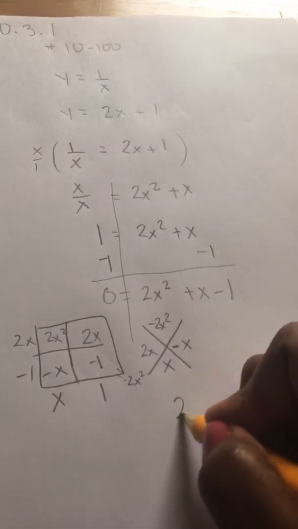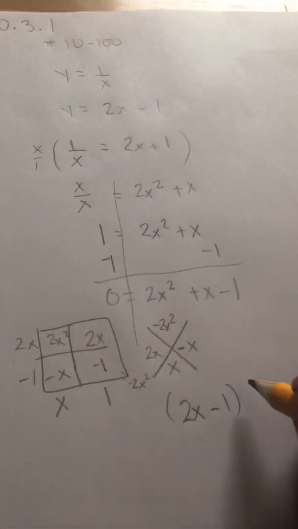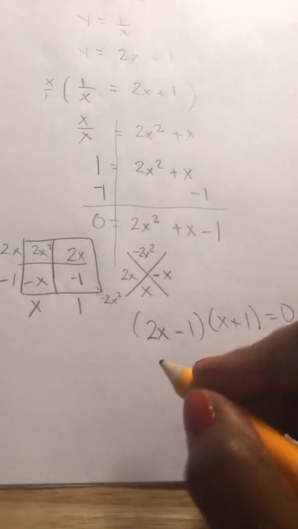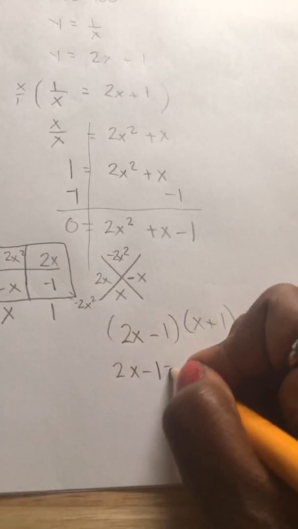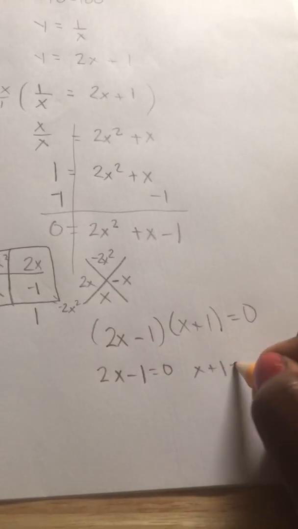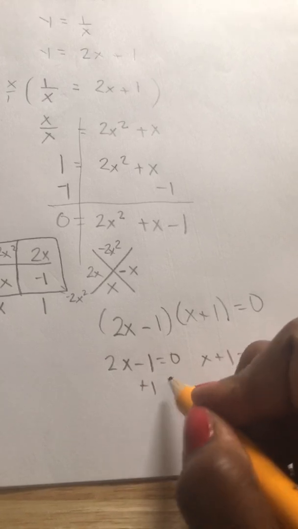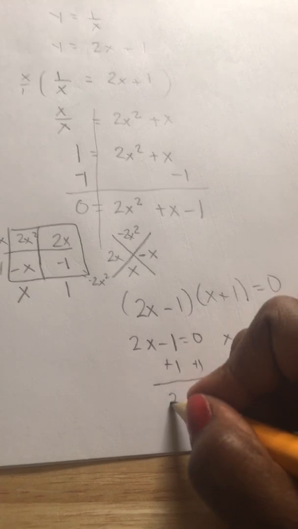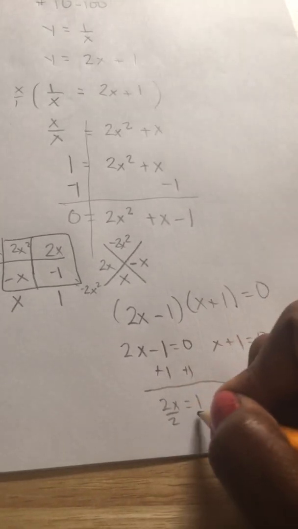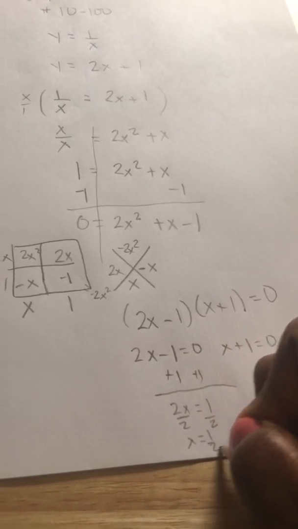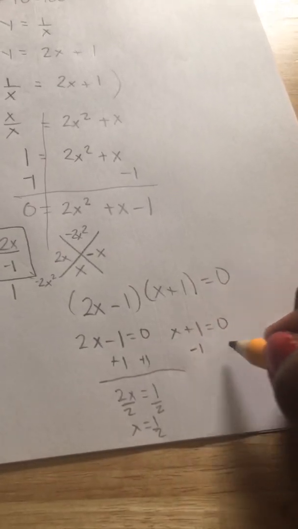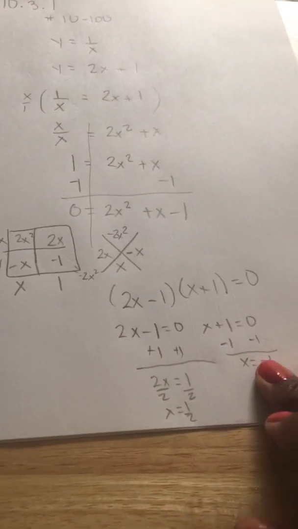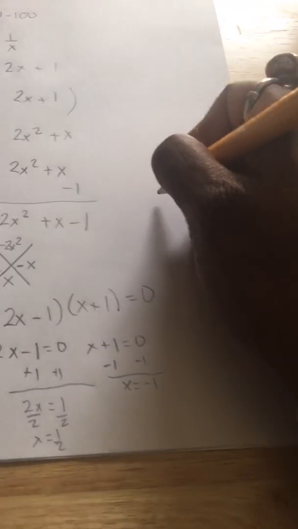So we have 2x minus 1 times x plus 1 equals 0, right? And we'll do 2x minus 1 equals 0, and x plus 1 equals 0. We're trying to solve for x first. 2x equals 1, divide by 2, x equals 1/2, right? Over here, subtract 1, x equals negative 1. Great, so those are the x coordinates for the point of intersection. Now, let's get the y stuff.